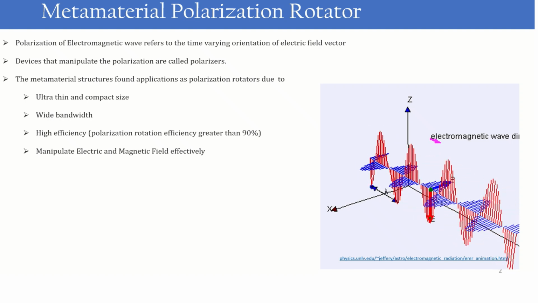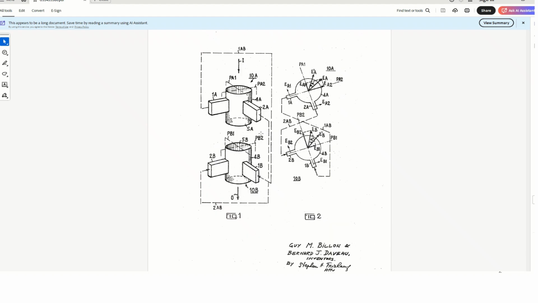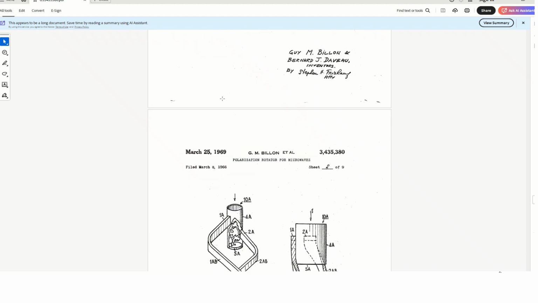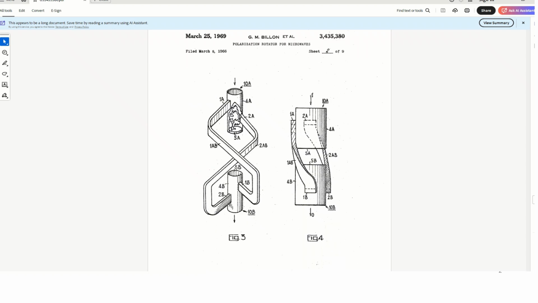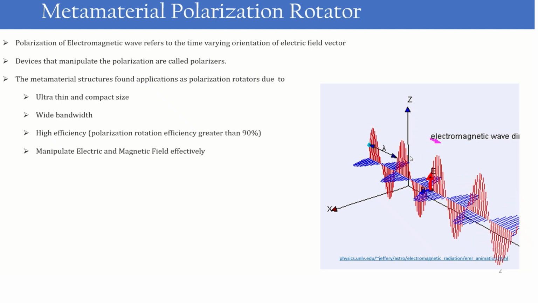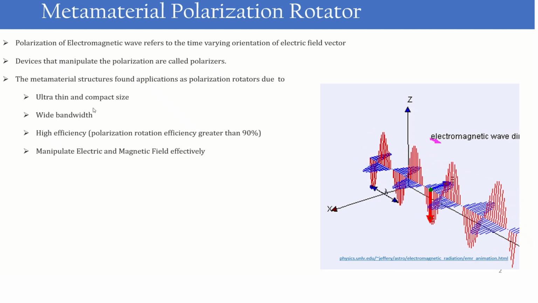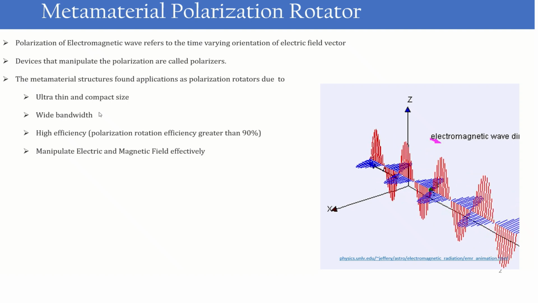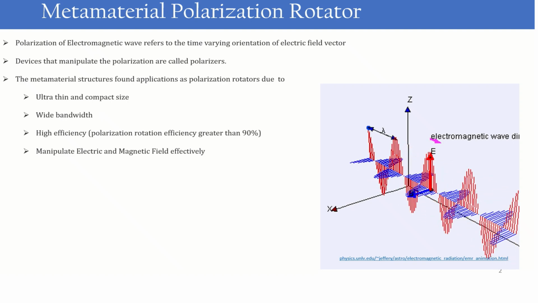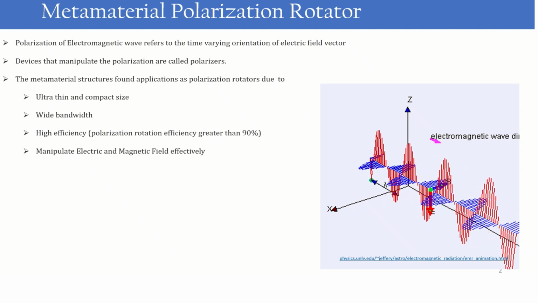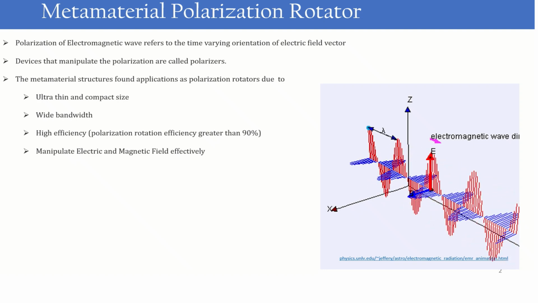Usually the polarizers are bulky in nature. This is one of the patterns showing some of the polarizers. You can see that these structures are bulky. Here, by using metamaterial structures, it is very easy to produce ultra-thin, compact size, wider bandwidth, and highly efficient polarization rotators. That's why metamaterials found lots of application in designing polarization rotators.